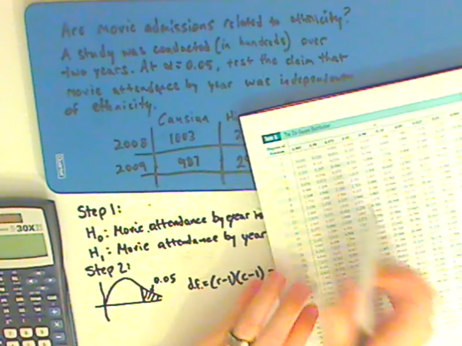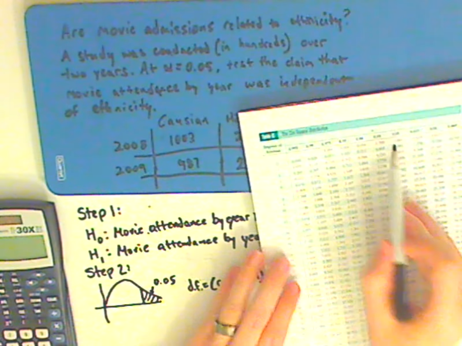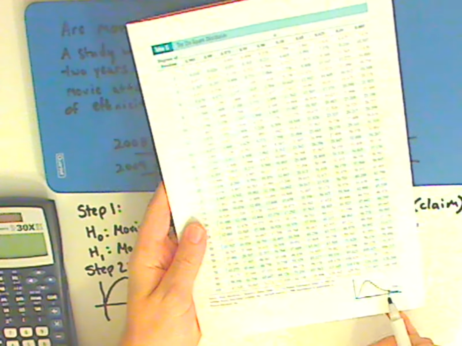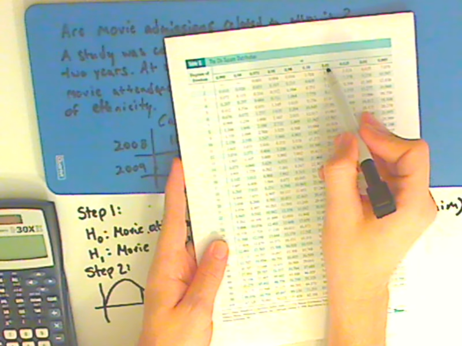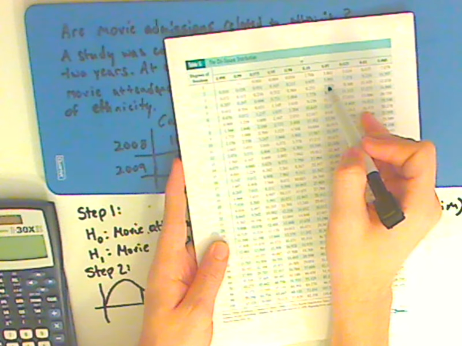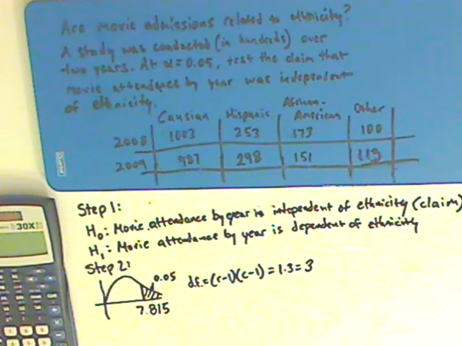So break out your table. Now, degrees of freedom, when it's 3, your alpha reads, and on here, again, whenever you're looking at these tables, look at the picture at the bottom. I need to find this area right here, which is 0.05, which are my columns. So 0.05 for alpha with degrees of freedom of 3 is 7.815. Now there's that.